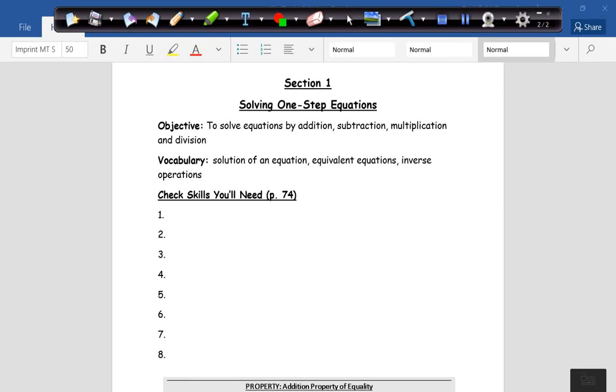Okay, so today what we're going to do is solving one-step equations. You have seen this before. It's to solve equations by addition, subtraction, multiplication, and division. But it's a great place to start, and it's a good review. So some of the vocabulary is solution of an equation, equivalent equations, and inverse operations.